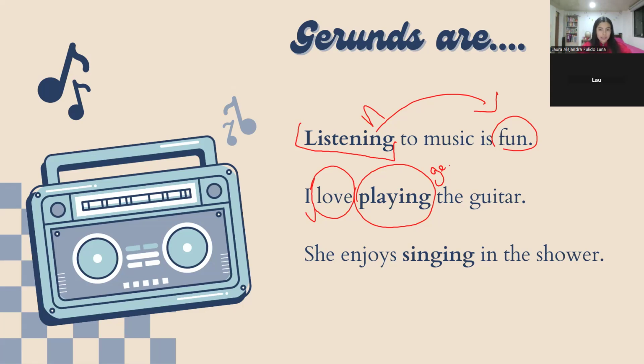She enjoys singing in the shower. Enjoys singing. We have a verb and we have the gerund. So, she sings in the shower. Right now, is she singing? Mm-mm. So we are not describing an action we are doing right now. We're just describing the action in general. We say that she enjoys that action, okay?